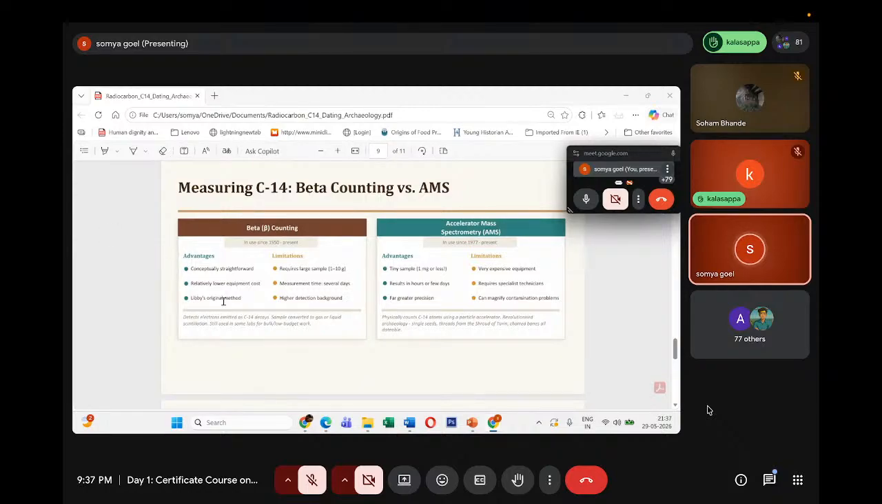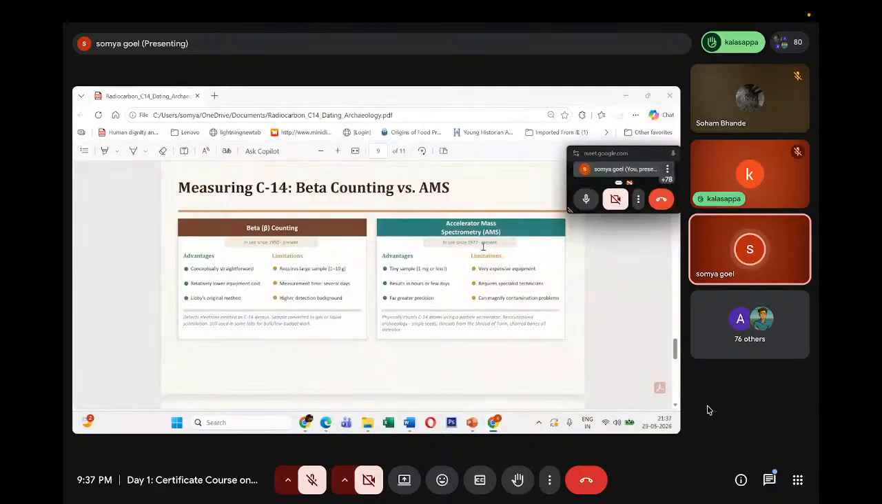So we create the conditions for this decay, and we measure the decay. We recreate this process of decaying and measure it. Now this requires about 1 to 10 grams of sample, and it takes a long time, several days. On the other hand, we have AMS, accelerated mass spectrometry, which we talked about in the earlier slides. It came into being from 1977.